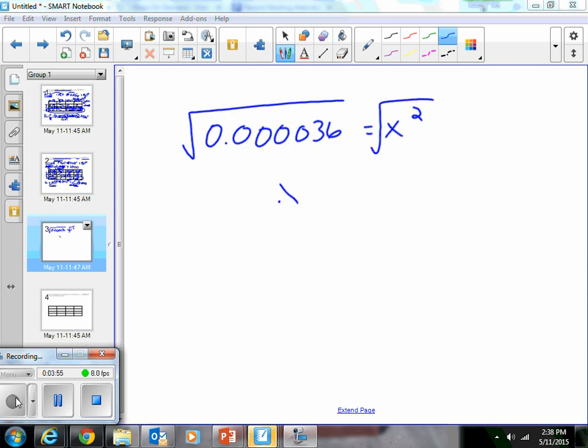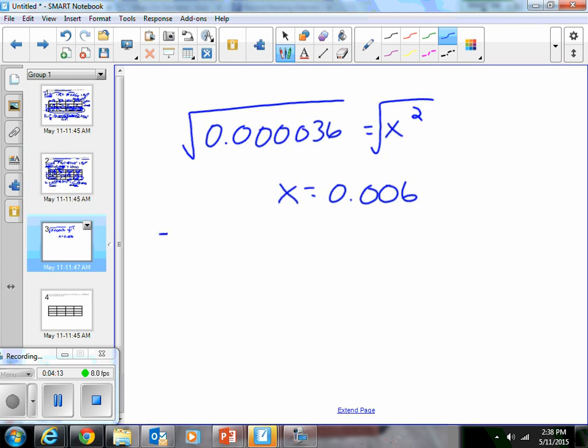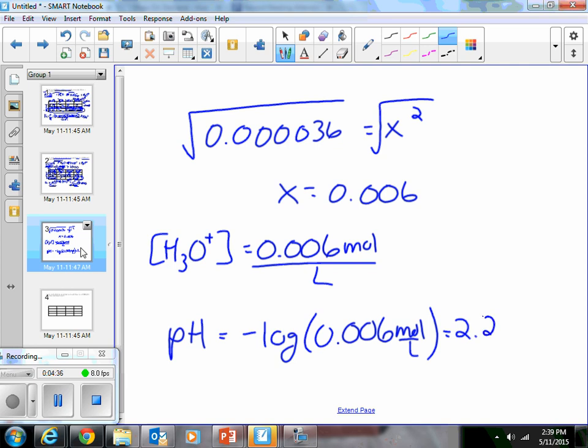Take the square root of both sides to solve for X, and we get X equals 0.006. Go back to your ice table. X is the value of hydronium at equilibrium. So hydronium equals 0.006 mole per liter. And if we use that to find pH, we can take negative log of our concentration, which will give us a pH of 2.22.